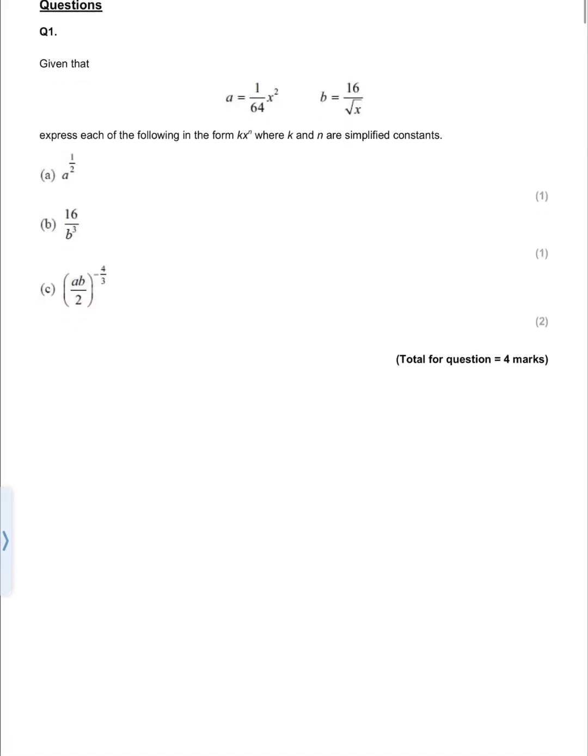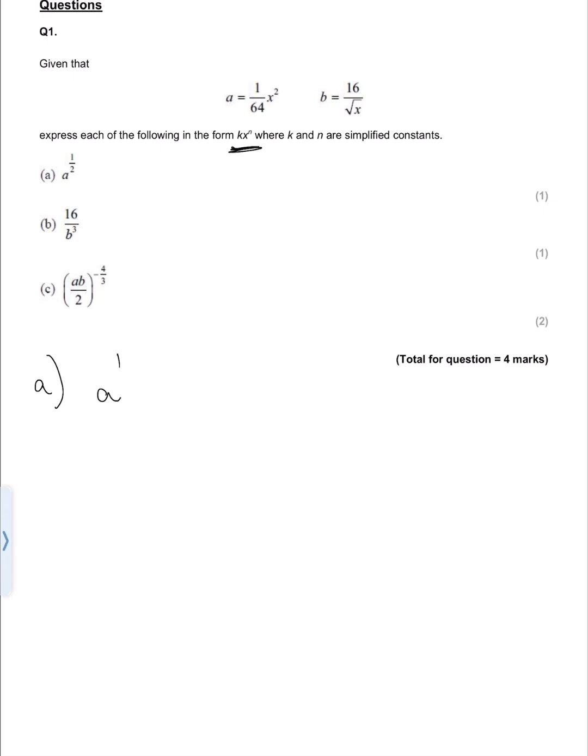Okay, now we are going to solve some questions on surds and indices. Here in this question we have to replace every a by 1 over 64x squared and every b by 16 over root x, and we have to give our answer in the form kx to the power n. Let's start with the first one.